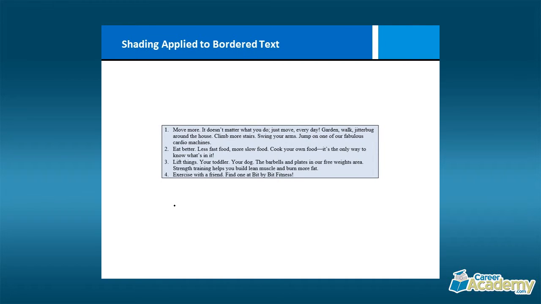Another option you have once you have applied borders to text is to shade that bordered text. So here inside of my border area, I've turned on a gray shading. Now again, you have control over this shading, how dense it is, what kind of pattern there is, what color it is. So shading is just as flexible as borders in terms of formatting.